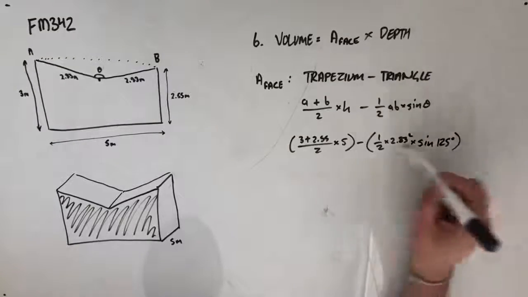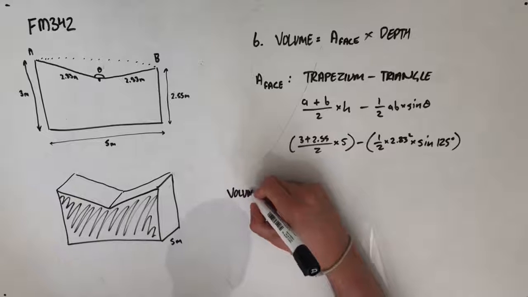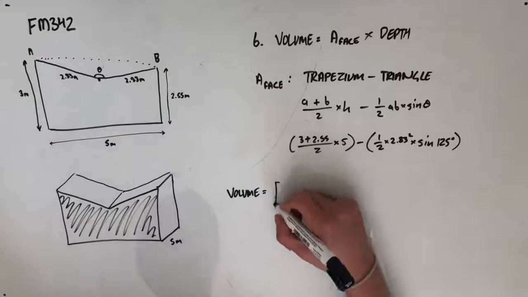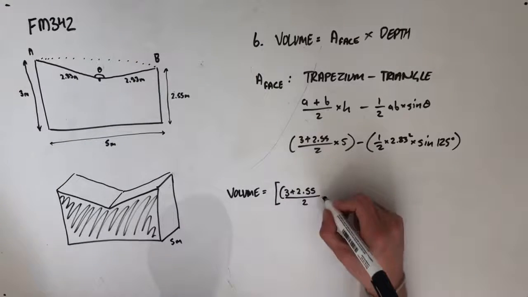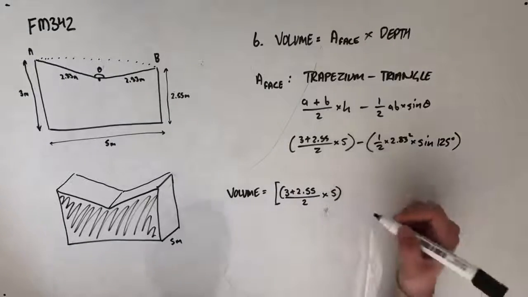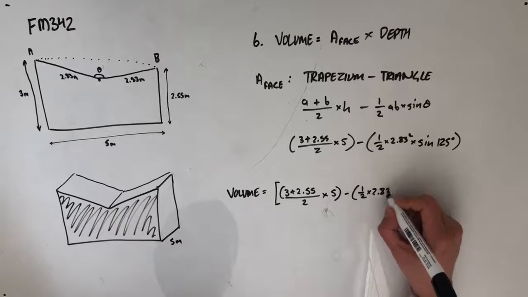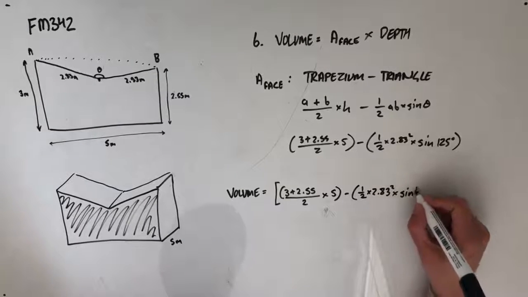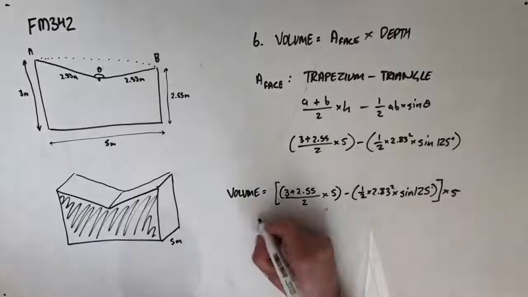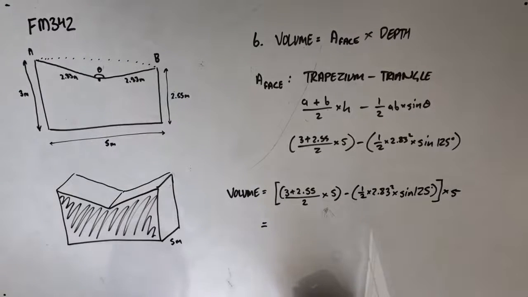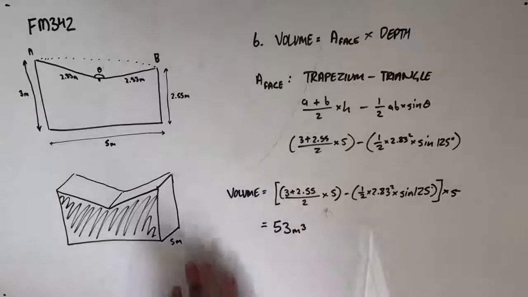We just need to multiply this whole expression by our depth. So our volume, if we lump it all together, is going to be equal to our 3 plus 2.55 all over 2 times 5 minus half of 2.83 squared times sine of 125. And all of this is going to be multiplied by 5 to give the volume. Whacking that into your calculator and then rounding to the nearest cubic meter, we should get 53 meters cubed.